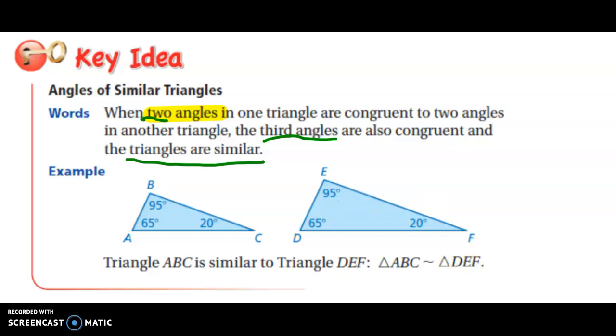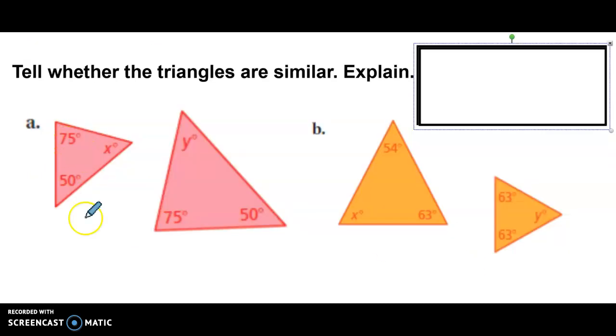So let's look at an example. Okay. Here I have two triangles, these two pink ones, and I want to say, are they similar?